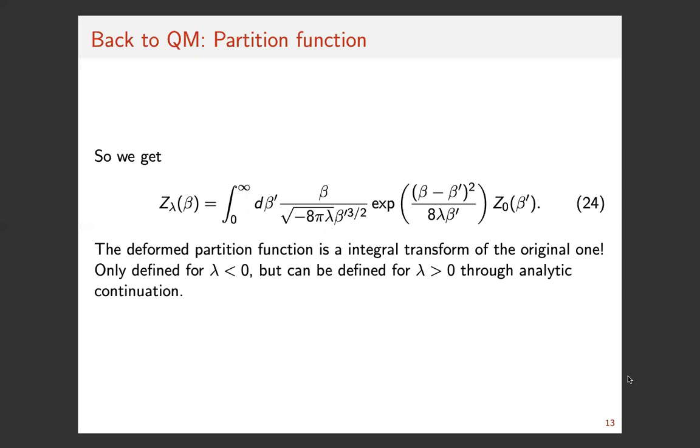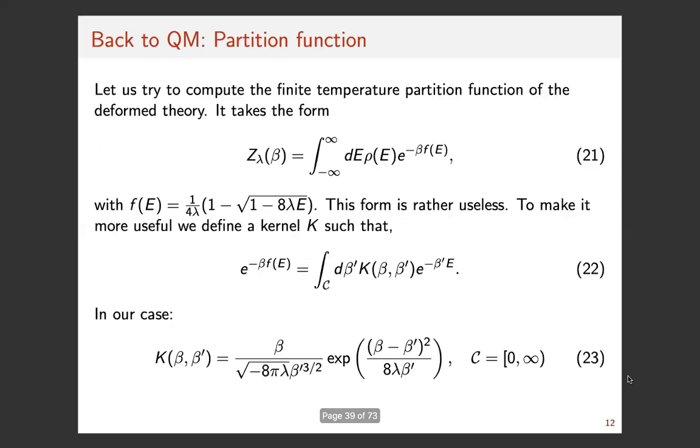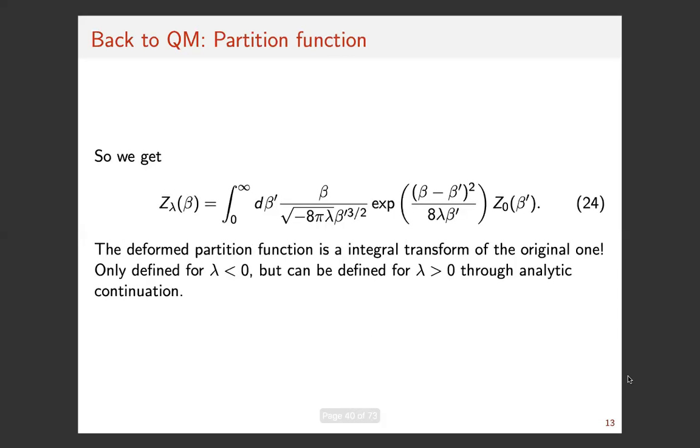Of course, as I mentioned, for lambda smaller than zero, this exponential is suppressing, so we can define it. But for lambda bigger than zero, we can define it through analytic continuation. That's again related to the fact that when lambda is positive, there will be these complexifications. If you look below equation 21, when lambda is positive, there will be complex energies. When lambda is negative, there won't be any complex energies. The deformation is a bit more sane in that way. This is the partition function in the deformed theory. We'll come back to this equation when we consider the Schwarzian theory, where we have an explicit expression for G0.